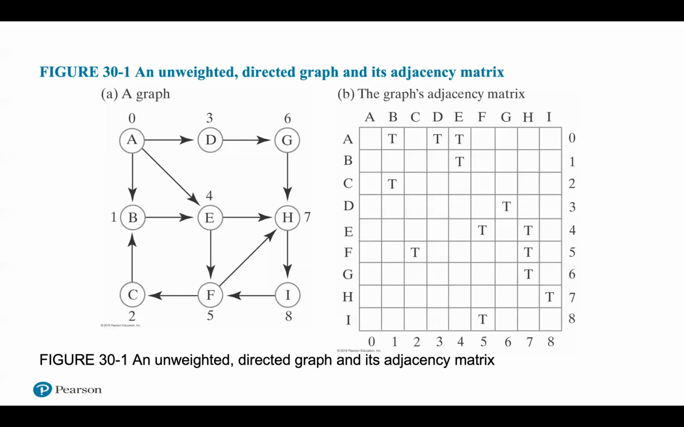Let's consider vertex A of the graph, which we have numbered as vertex 0. Since directed edges exist from vertex A to each of the vertices B, D, and E, the matrix elements A01, A03, and A04 are true. We have used a T in the figure to represent true. The other entries in the row are false, which are blank in the figure.